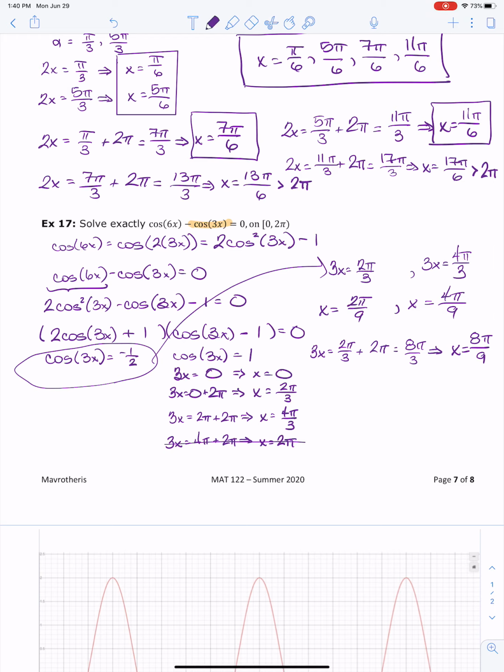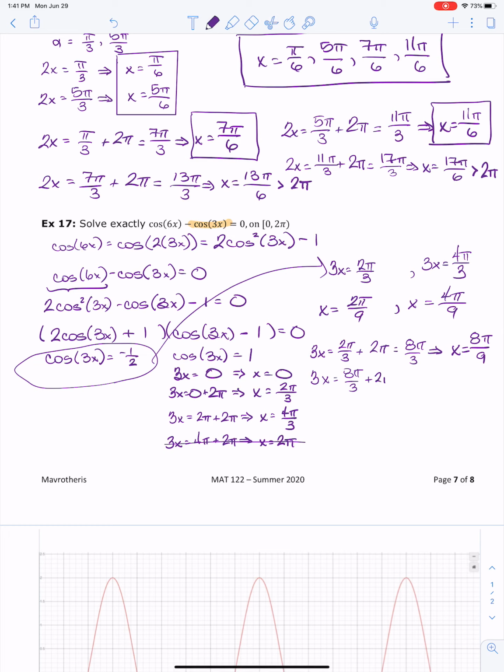Okay, so let's do that again. I got 3x equals 8 pi over 3. You notice I'm adding this to the angle. I'm finding a coterminal angle before I divide by 3. So what I'm doing is I'm wrapping that original angle. I'm adding 2 pi to that to wrap around the circle one more time before I divide by 3.